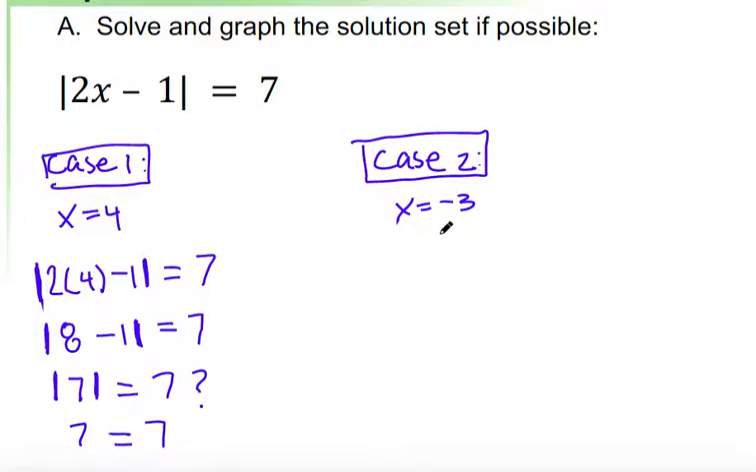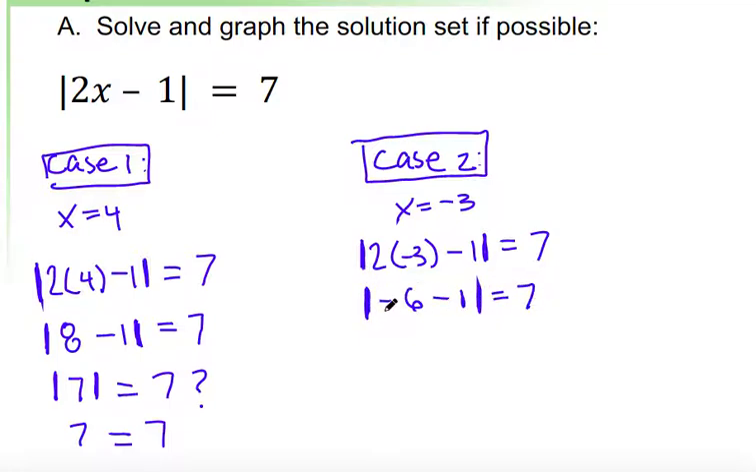Let's look at case number 2. This time I'm going to plug in negative 3 inside this absolute value equation and see if it is true. Let's rewrite this: the absolute value of 2 times negative 3 minus 1 equals 7. Let me work inside the absolute value bars here. 2 times negative 3 is negative 6, minus 1. Put the absolute value bars back. Negative 6 minus 1 is the absolute value of negative 7.